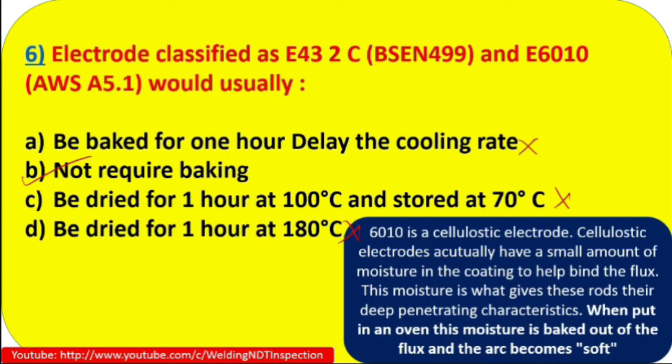You see here, 6010 is a cellulosic electrode. Cellulosic electrodes actually have a small amount of moisture in the coating to help bind the flux. This is very important. The moisture is there to help bind the flux. This moisture is what gives these rods their deep penetrating characteristic. When put in an oven, this moisture is baked out of the flux and the arc becomes soft. So the correct answer is not required baking for 6010.